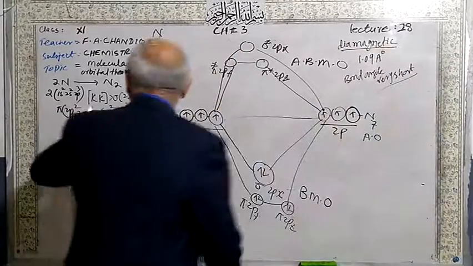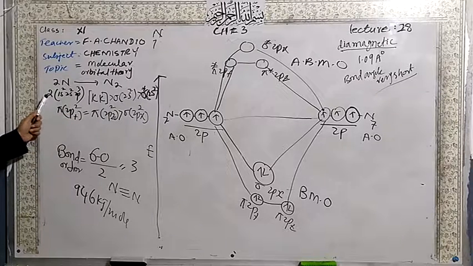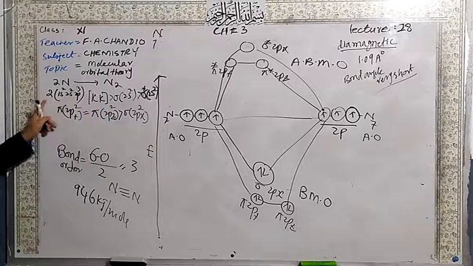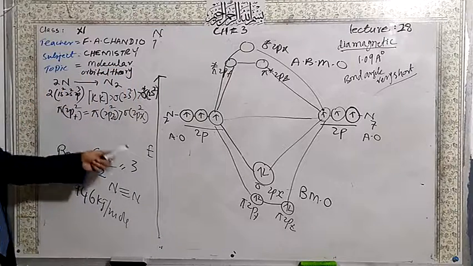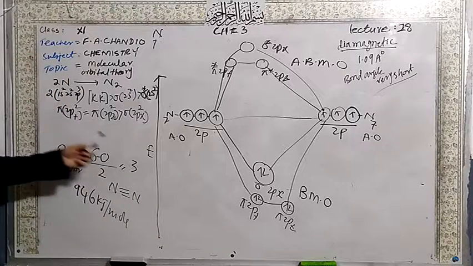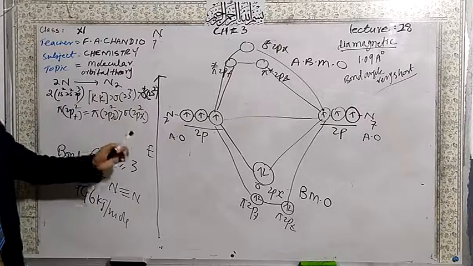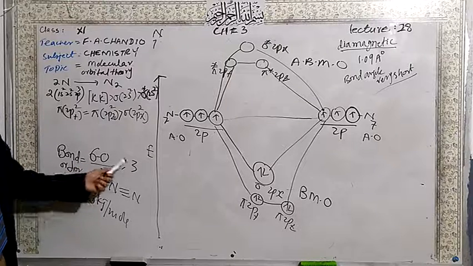So the electronic configuration, again I am telling you. This K is for 1s2, there are 2. Then this K is for the sigma star 1s2. Then 2s2, meaning sigma 2s2 and sigma star 2s2, 4 electrons. Then pi 2py and pi 2pz, both the same energy, and then sigma 2px2, there are 2 electrons. So total 6 electrons are here. Bond order 6 minus 0 divided by 2, you will get 3.